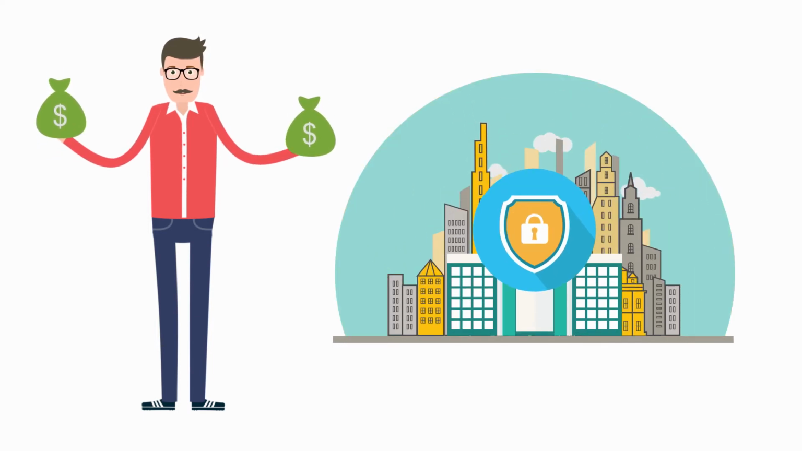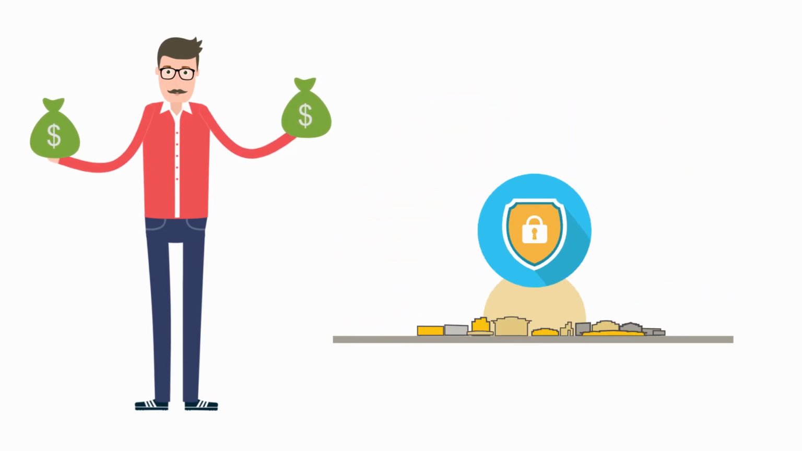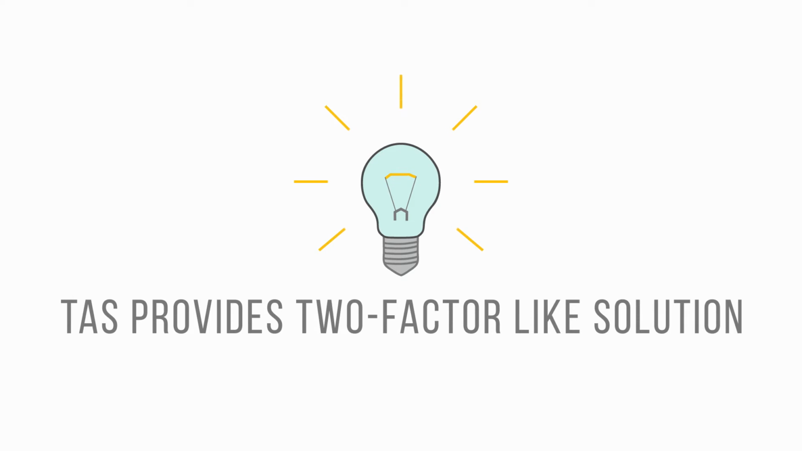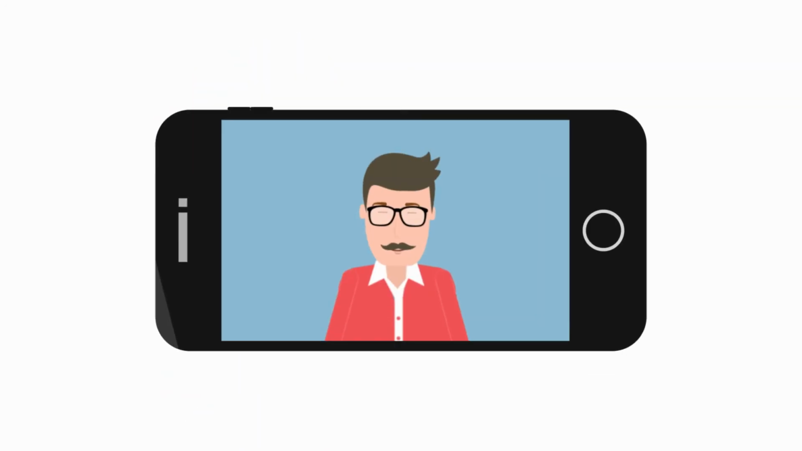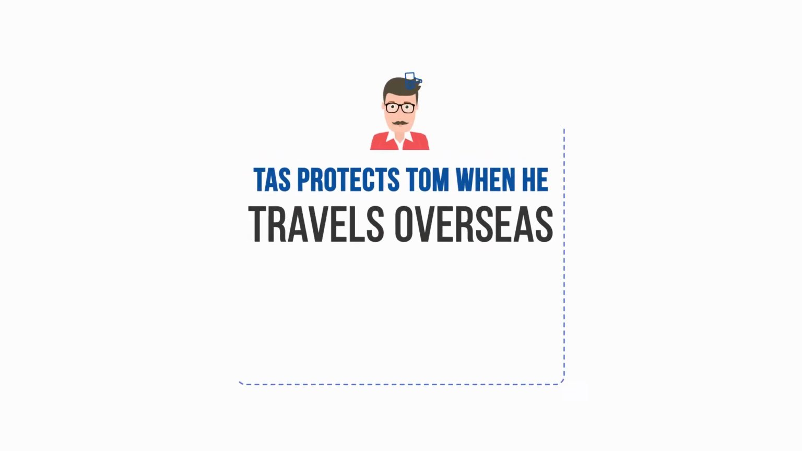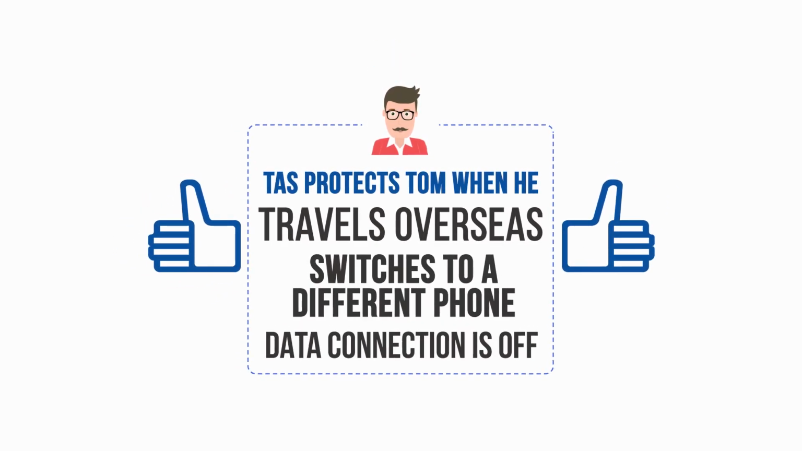TAS also protects Tom's bank account from anyone who attempts to take money from his checking or savings account without his authorization. Two-factor. TAS also provides a two-factor-like solution by eliminating the need to enter a PIN or one-time codes sent to his phone, and instead, he just needs to show his face in his phone. Flexibility. TAS protects Tom when he travels overseas, switches to a different phone, or when the data connection is off.